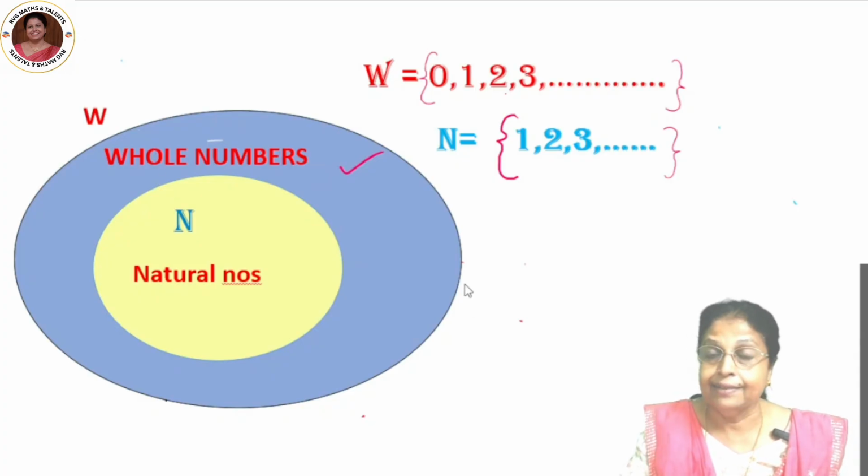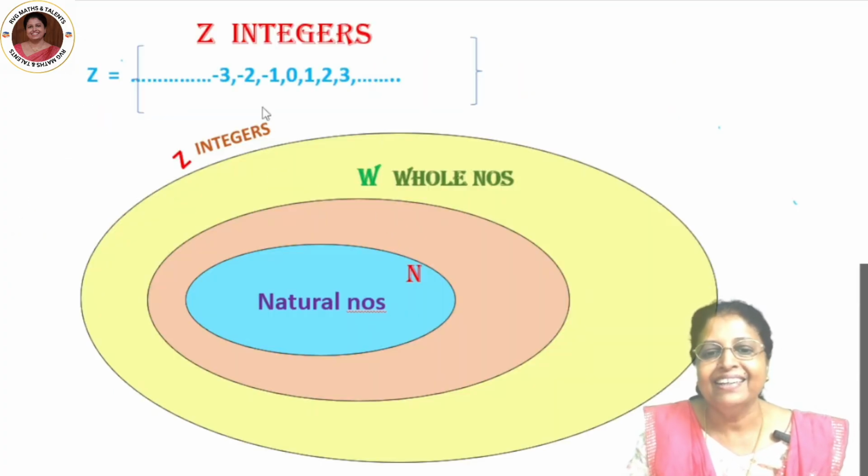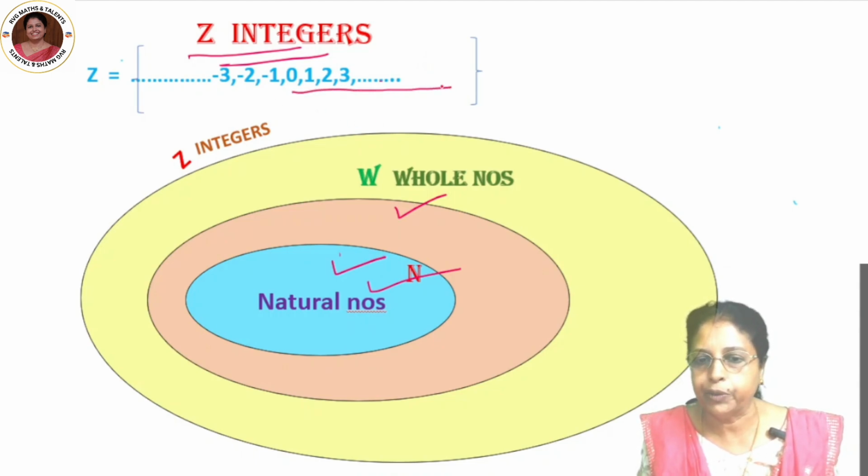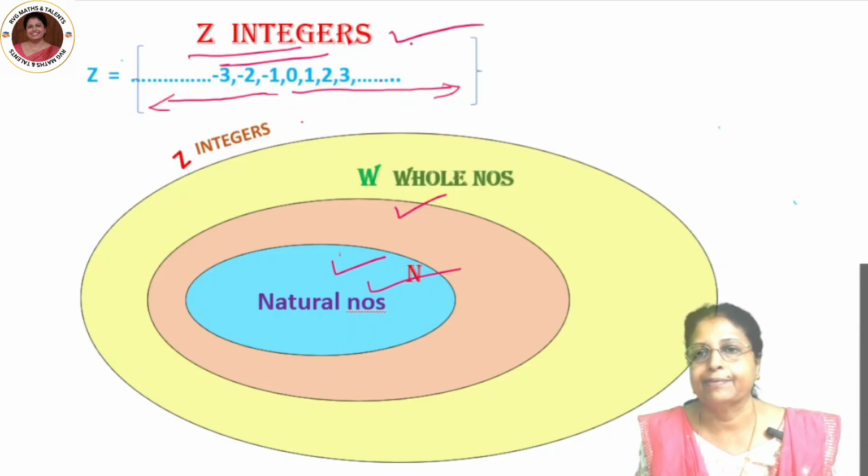See, again, necessity demanded expansion of the number system by adding -1, -2, -3, etc. to this whole number system. What we got? We got this Z, the integers. So integers consist of the numbers 0, 1, 2, 3 etc. up to infinity, and -1, -2, -3 etc. So that is integers. Okay.